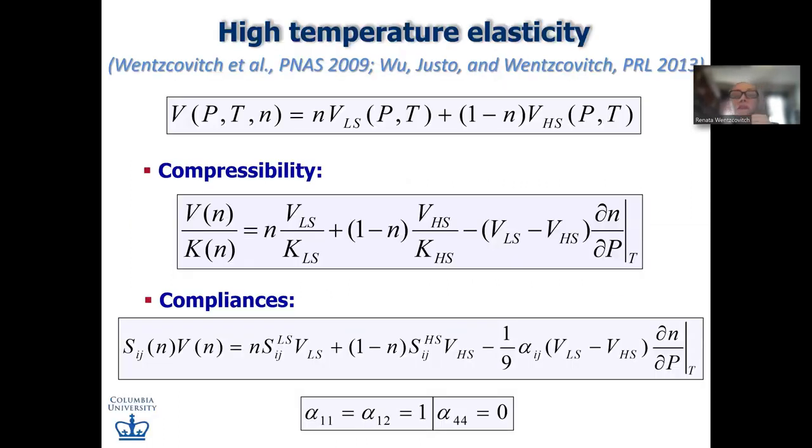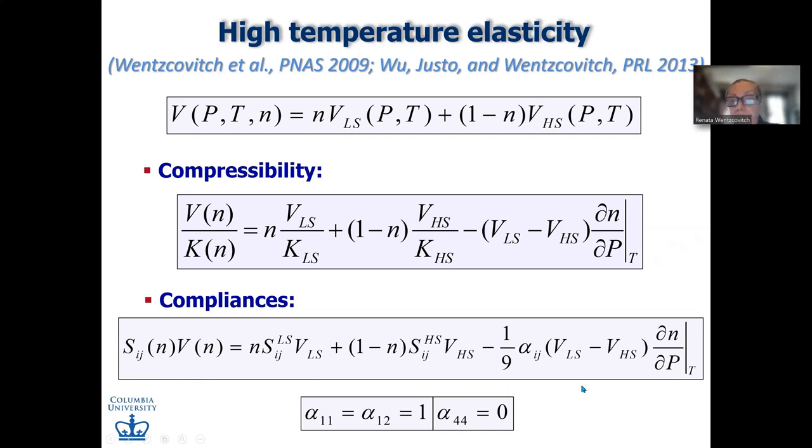So here we decided to take a look at this. For an ideal solid solution, this is the volume, right? It's the weighted average of the end members. The compressibility is the V dP. So the V dP is N, it's also the weighted average of these ratios, volume by bulk modulus. But there is also an extra term here that comes from the fact that N also varies with P, the low spin fraction. This is the inverse bulk modulus, right? There is a similar formula for the inverse elastic coefficients, the components of the compliance tensor.